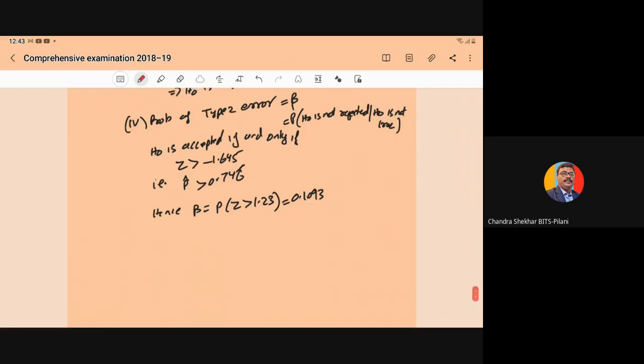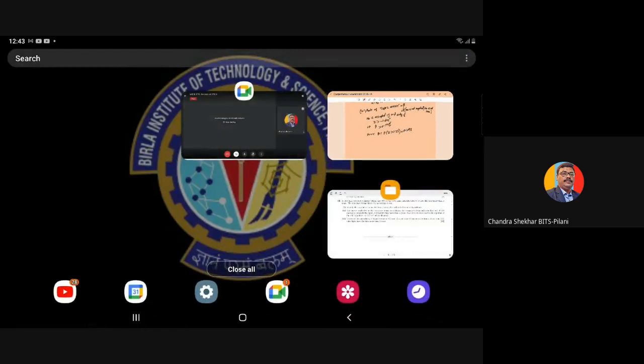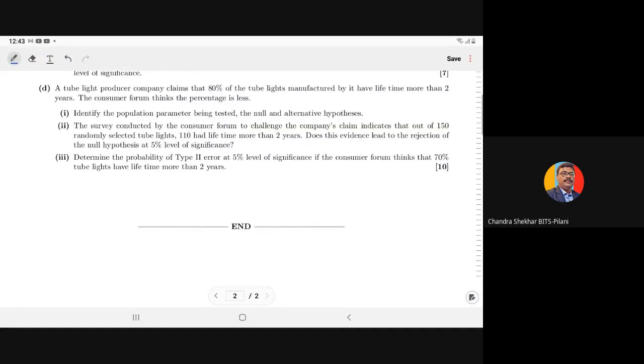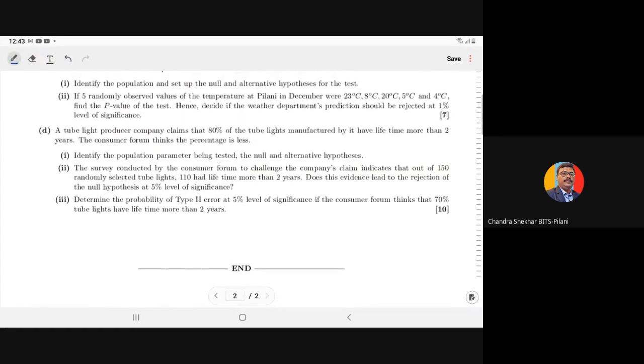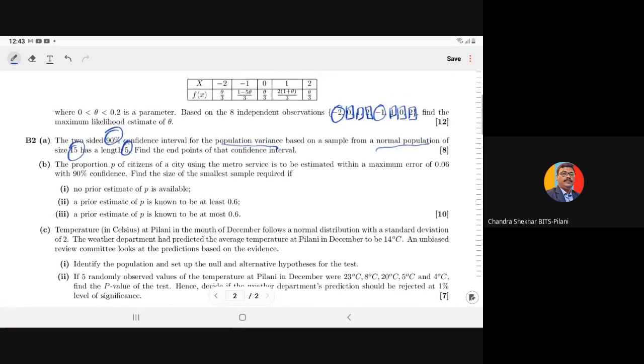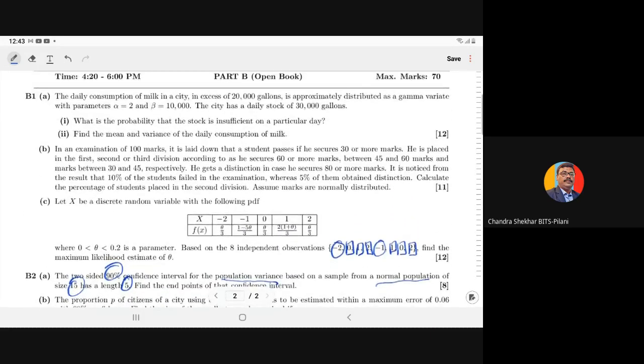So that is from the testing of hypothesis of the proportion. So here we have the last question from the open book. So there are a total of 4 questions, 2 in closed book, 2 in open book.